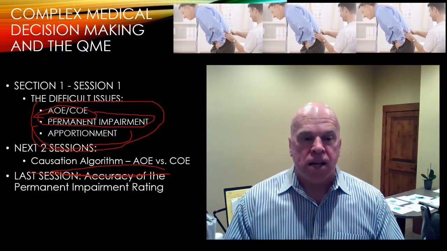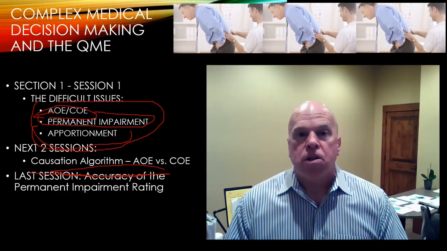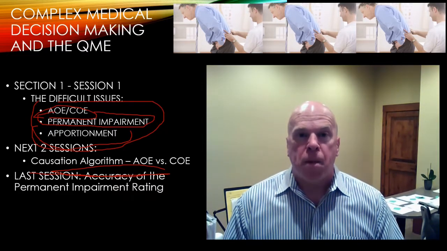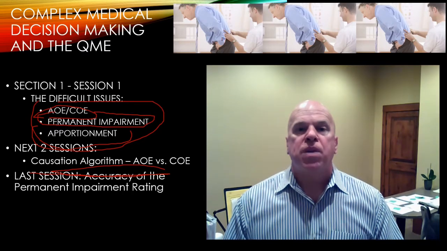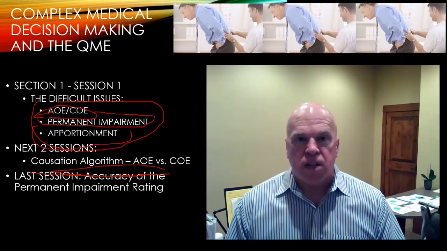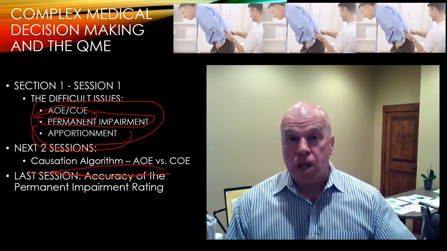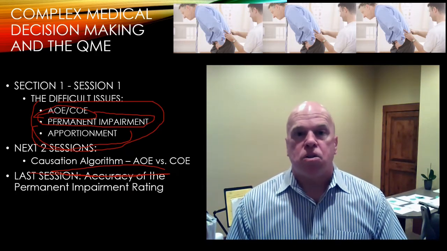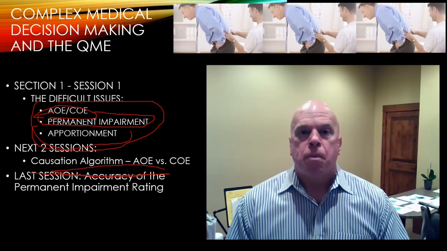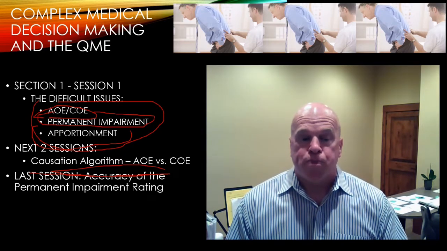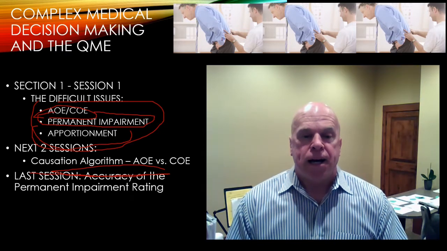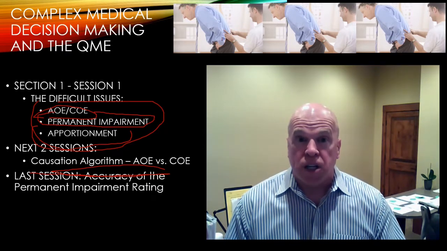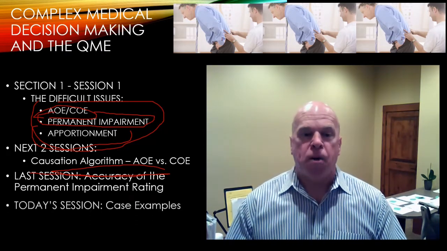We began our last session talking about how your accurate permanent impairment rating factors into the determination of the examinee's permanent disability rating, as your permanent impairment rating is used down at the disability evaluation unit by the disability raters. And we talked about how to establish the accuracy of your permanent impairment rating.